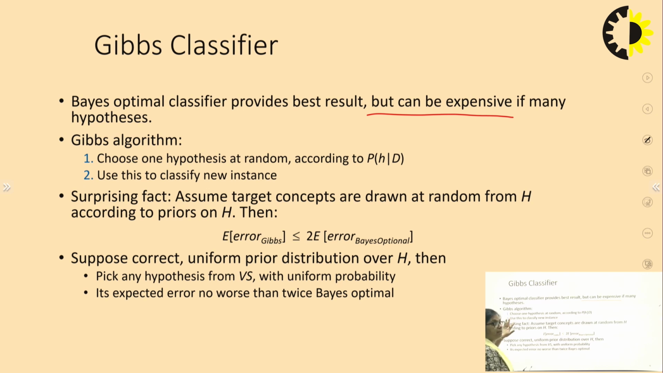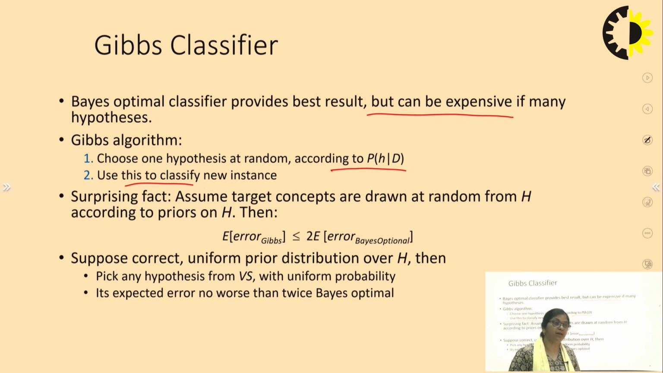What Gibbs algorithm says is to choose one hypothesis at random. We are given posterior probabilities. Now, according to the posterior probability, we will select at random. So, let me say we are having the probability 0.4. So, 40% is the chance of random selection of this particular hypothesis, and we will classify the new instance using that randomly selected hypothesis.